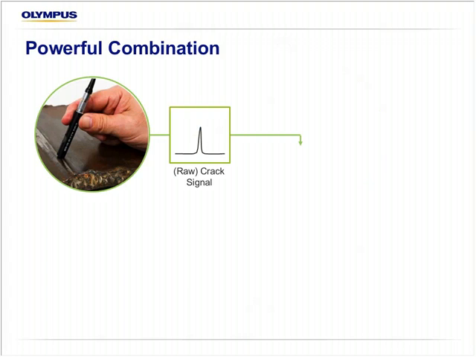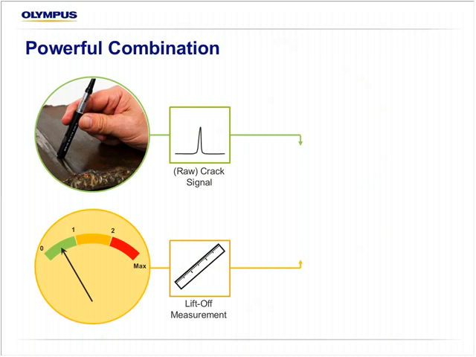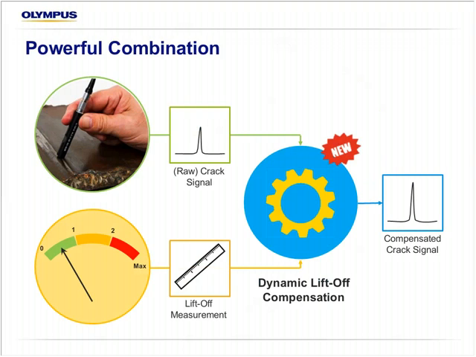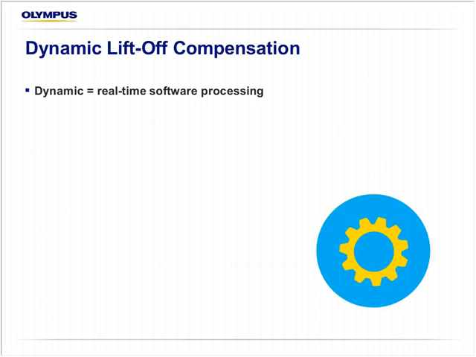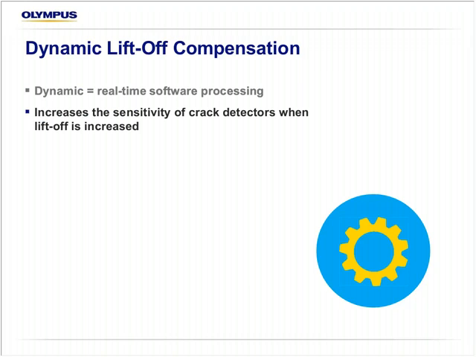The type 1 is combined with the type 2. So the crack detector and the lift-off measurement are combined in a new process called dynamic lift-off compensation. This is performed in order to have a compensated crack signal out of a raw crack signal and a lift-off measurement. It's dynamic because it is real-time software processing in the instrument. As you scan, you have dynamic lift-off compensation.